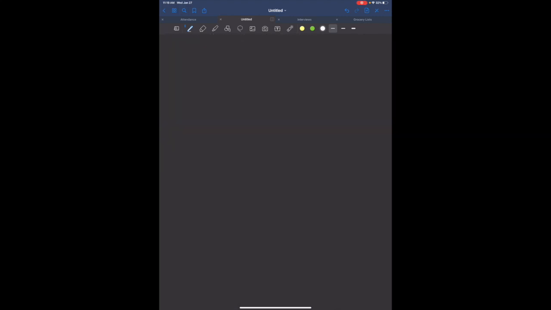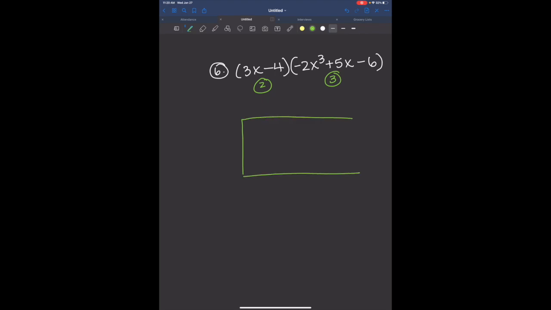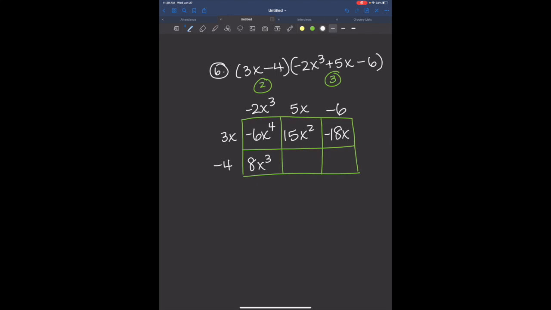Two more. So the next one is another binomial times a trinomial. So it's going to be a 2 by 3 rectangle. Pay attention to your exponents. And so in the first box, we're going to end up with negative 6x to the 4th, and then 15x squared, negative 18x, 8x cubed, negative 20x, and 24. And then our only like terms there are the negative 18x and the negative 20x. So those combined to equal negative 38x.